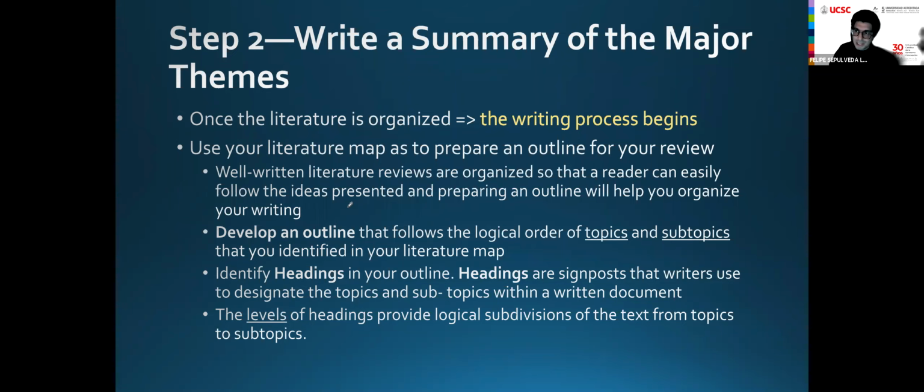So when you start from an outline, you really know exactly where each idea needs to go. You develop an outline that follows the logical order, topics, and subtopics that you identified in your literature map. When you are doing this, it's important that you identify the headings in your outline that come from the names that you put in the main themes.